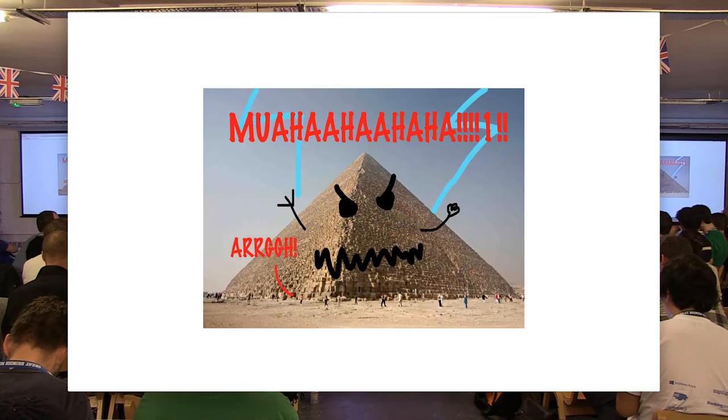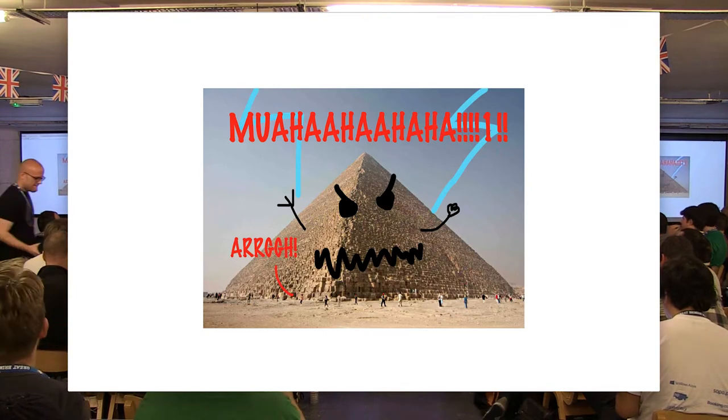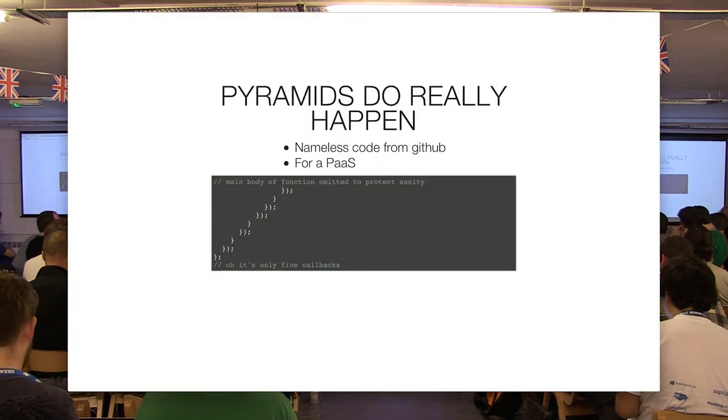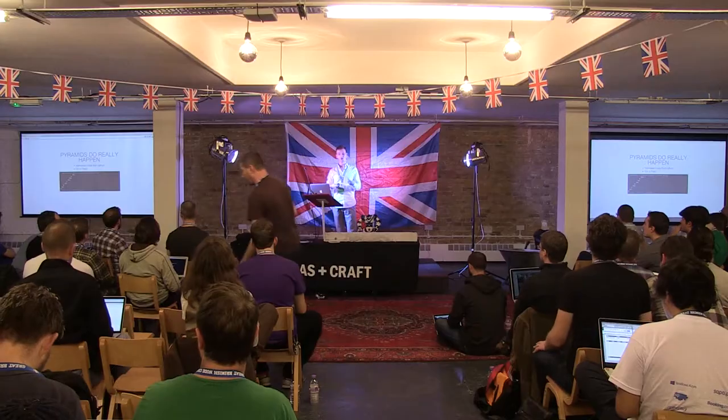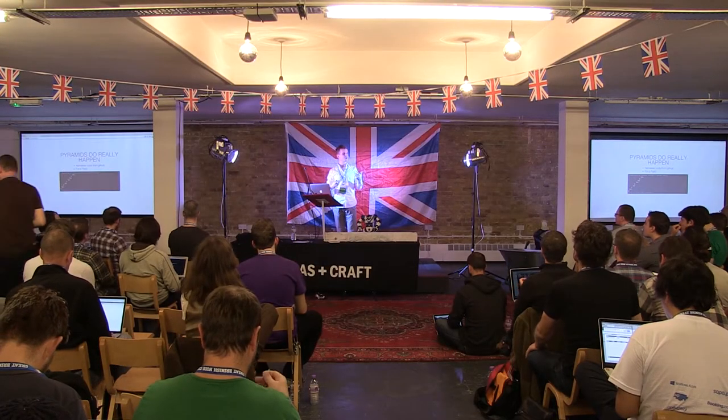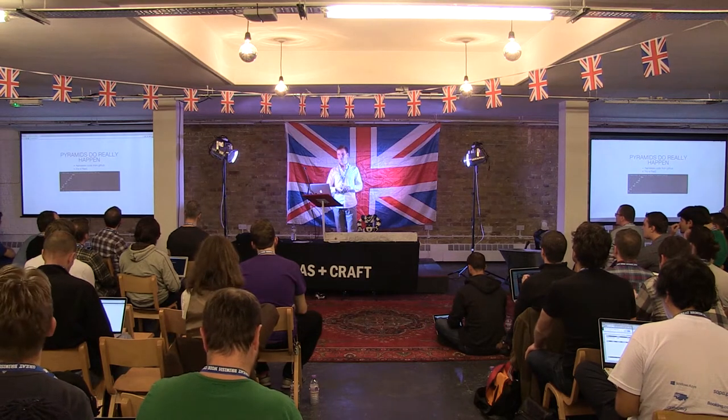I really don't think we see a pyramid of doom particularly often in our code. No, it does happen. Beginner Node people do write horrific pyramids of code. If you have a look around GitHub, you will find stuff like this. This is actually some source code for a platform as a service written on Node, which has nested callbacks five levels deep. So it does indeed happen, but there's really no need to.